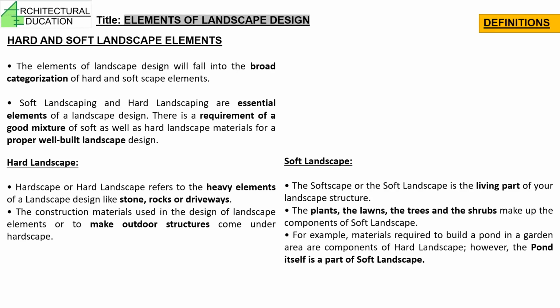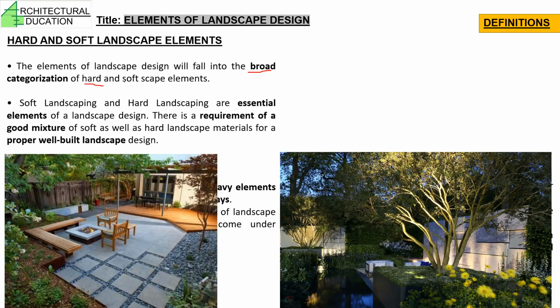Let us first understand the concept of hard and soft landscape elements. Here you can see a broad categorization of hardscape and softscape elements. So the things which are hard and the things which are soft. What could be hard? Like stone, rock or driveways. What could be soft? Plants, lawn, trees, shrubs, etc. So soft landscape and hard landscape are essentially elements of the landscape design.